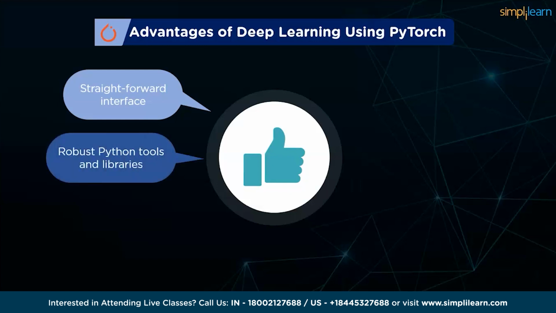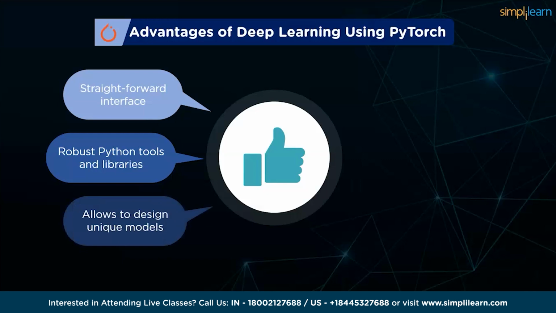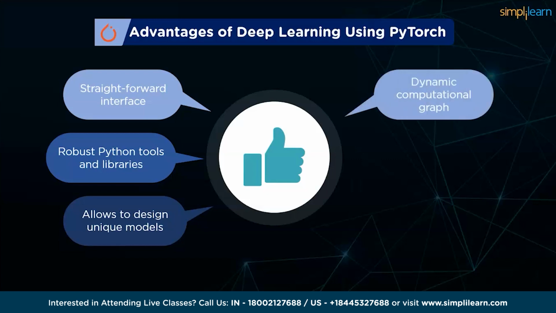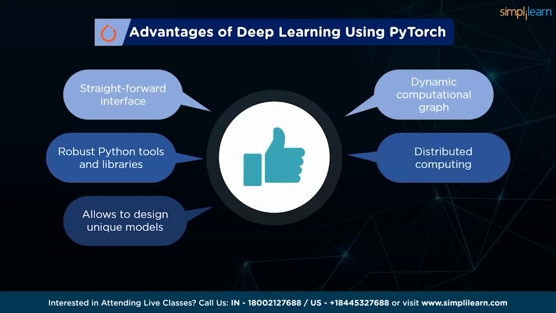Next, PyTorch uses robust Python tools and libraries like NumPy to create models and handle data processing. It allows developers to design unique models, layers, and loss functions, and supports neural network architectures and transforms as well. With the help of Python's dynamic computational graph, models can be built and modified easily, making debugging simpler. And in order to handle large datasets and build models across GPU or CPU devices, PyTorch uses distributed computing.